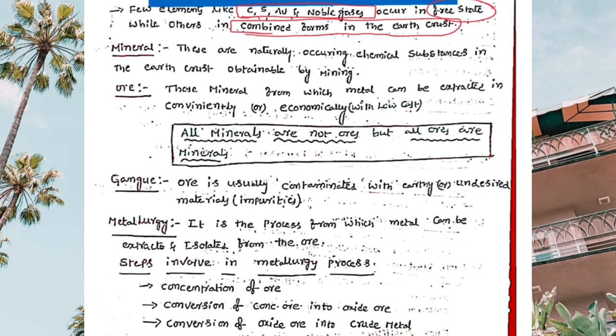So what is a mineral? The simple definition is the combined form of the element which is available in the earth's crust. Sir, what is an ore? An ore is a mineral from which metal is extracted profitably, economically. One important statement: all ores are minerals, but all minerals are not ores. What is that? We'll discuss later.